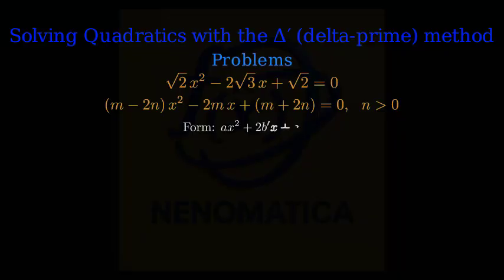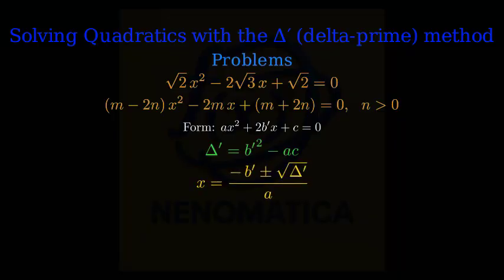Plan. For a quadratic of the form ax squared plus 2b prime x plus c equals 0, we compute delta prime equals b prime squared minus ac. If delta prime is positive, there are two real solutions. Then the roots are x equals negative b prime plus or minus square root of delta prime all over a.